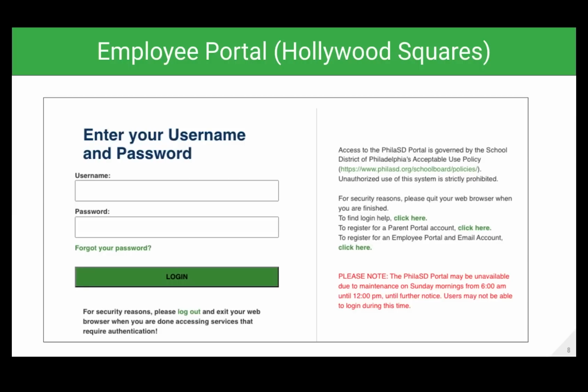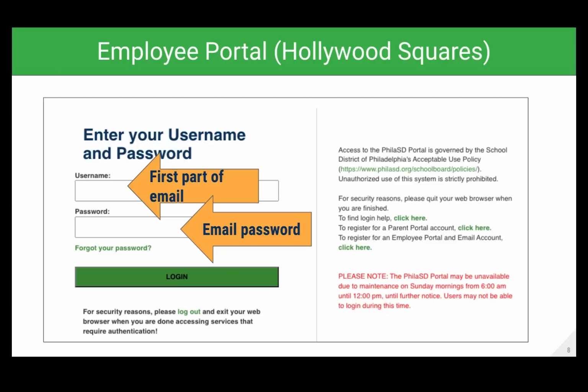On the login page, you'll be asked for a username and password. Your username is the first part of your district's email address, everything except at philasd.org. Your password is the same one you'll use to access your email. Every 6 months, you will be prompted to create a new password for your district accounts. If you don't have your district email yet, the login page also has a link to set up your account. Your onboarding process must be complete in order to create your login.